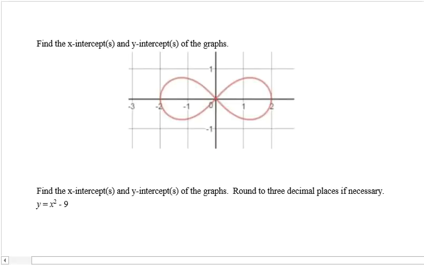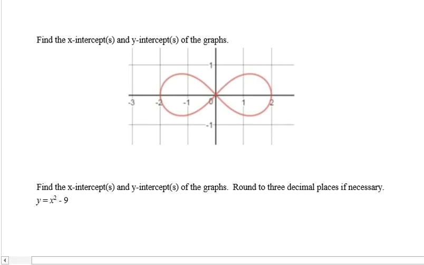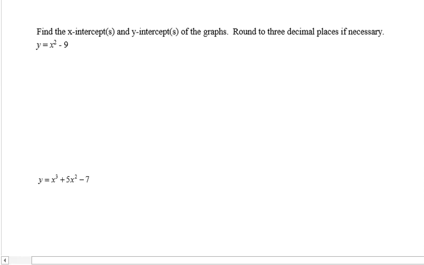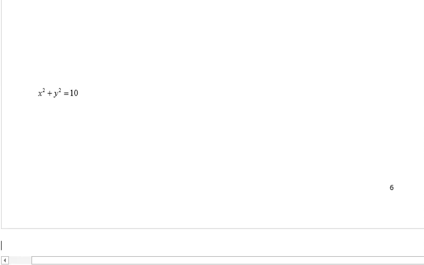All right, so take a minute and find the x-intercepts and y-intercepts of the problems on page 6. And we actually did this one already, so check, that one's done.